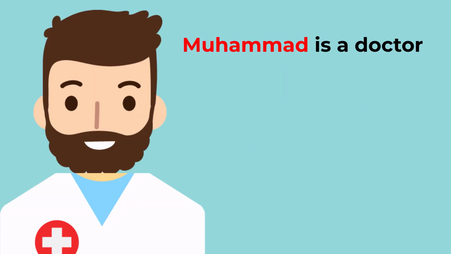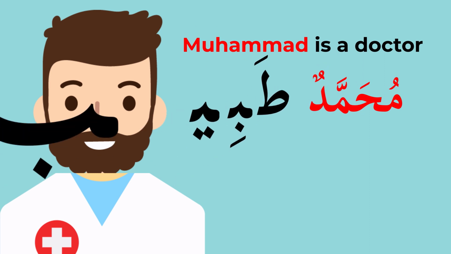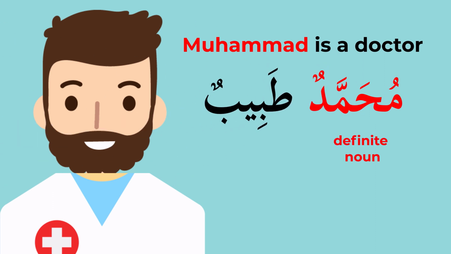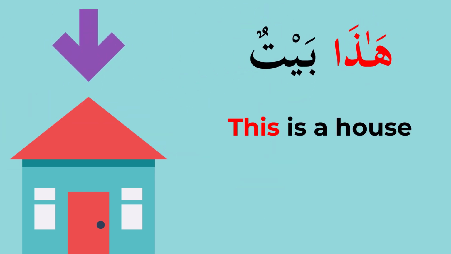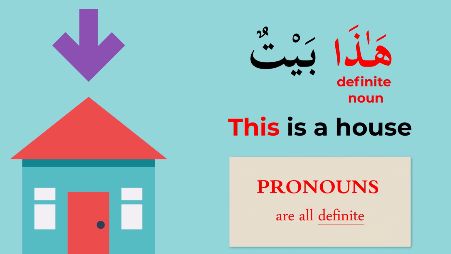But if I say, Muhammad is a doctor, so what will you say? Muhammadun tabibun. Muhammad is definite, but tabibun is indefinite. Now, more example, brother. Haza baytun. Baytun, a house. But haza, actually it is definite. We are not going to go in detail now, but later on we will explain that even haza is definite, because when you point out to something, it is something particular.